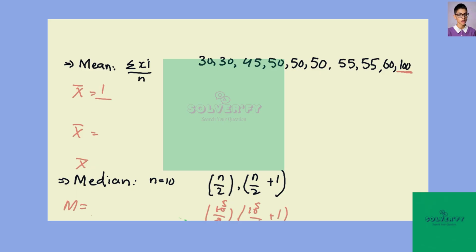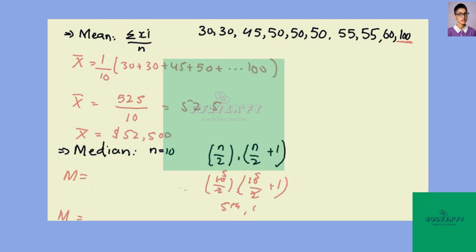Mean will be equals to 1 over the number of observation, that is 10. Then we have to add all of these numbers, plus 45 plus 40, sorry, 50 plus dot dot dot up to 100. We have to add it. So when we add these numbers, we get 525, then divide it by 10, we get 52.5. So the mean will be the dollar 52,500.